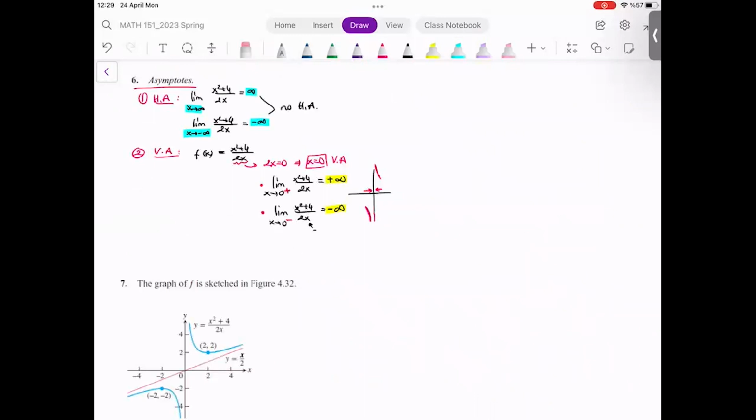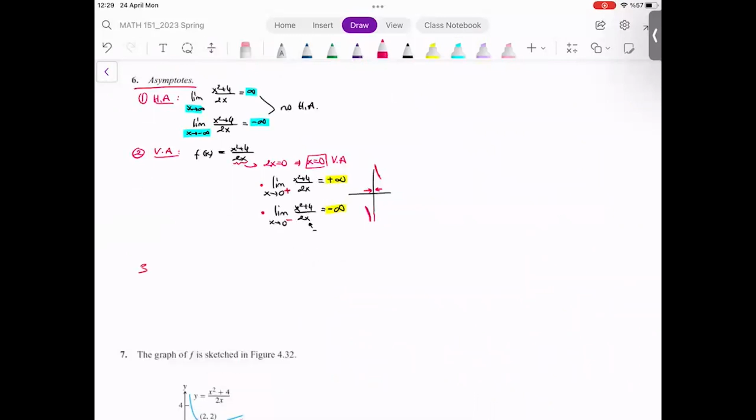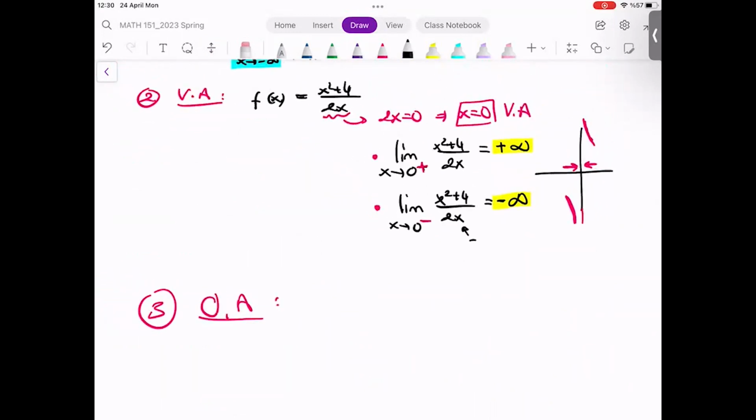There is one more asymptote type, which is oblique asymptote. And this happens when the degree of the numerator polynomial is one more than the degree of the denominator polynomial, right? Okay, let me write again. f of x is x squared plus 4 over 2x. Look at the degree here. It is 2. And look at the degree at the denominator. It is 1. Degree of the polynomial.